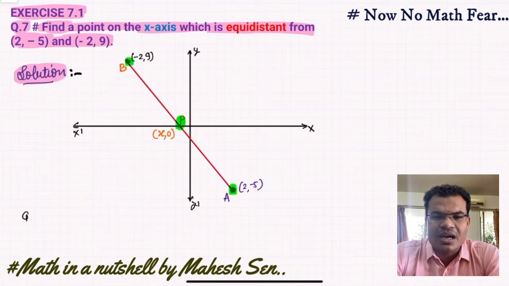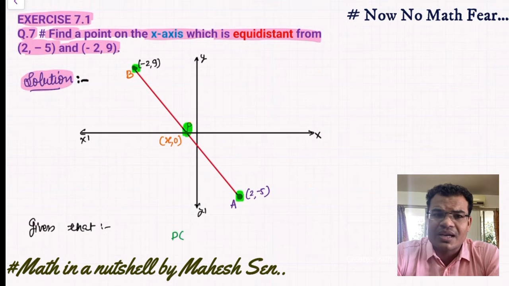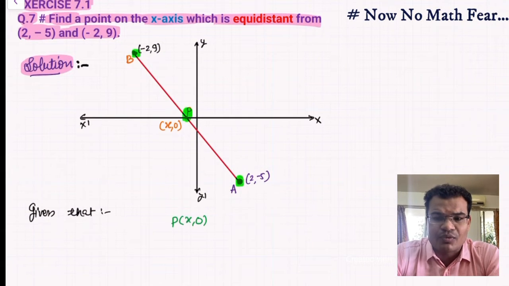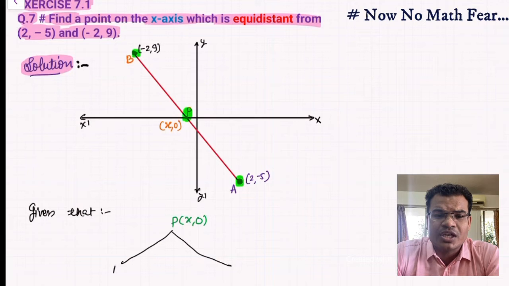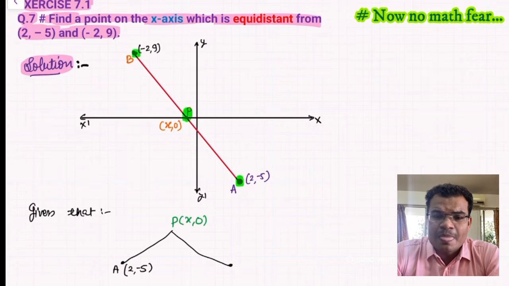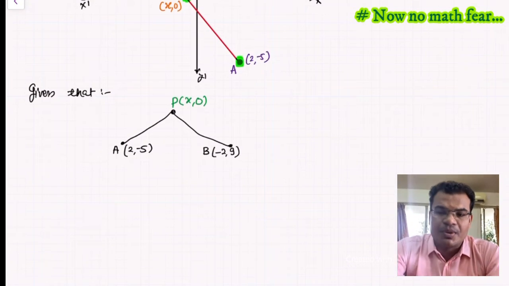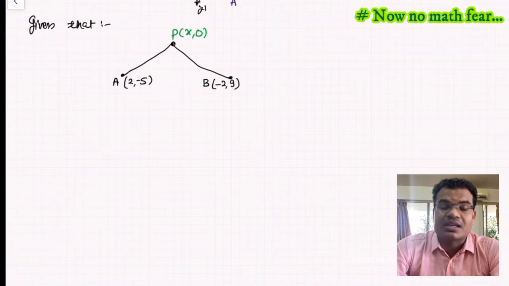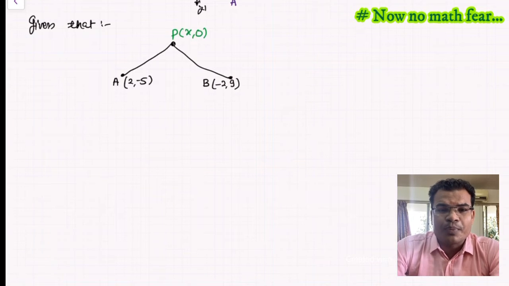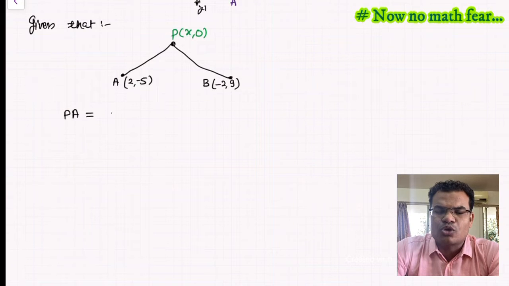Right. Let's start now. This is the general diagram. In case we don't make this diagram in the exam, we can make a rough diagram also, and we can understand by this diagram. So this point is P, which is equidistant from A and B. A is 2 comma minus 5 and B is minus 2 comma 9. A and B are both equidistant from P. That means PA is equal to PB. These are the lengths of the line segments, right? So according to the condition, PA is equal to PB.